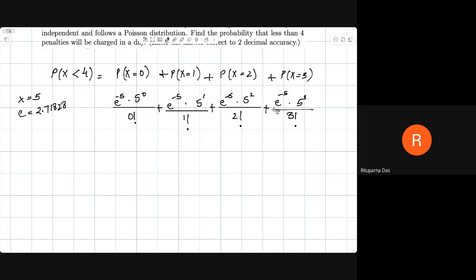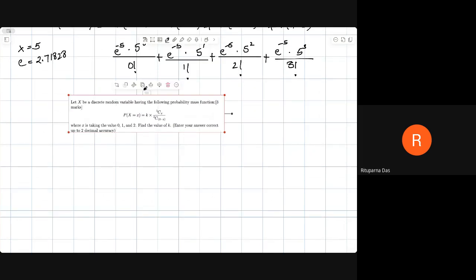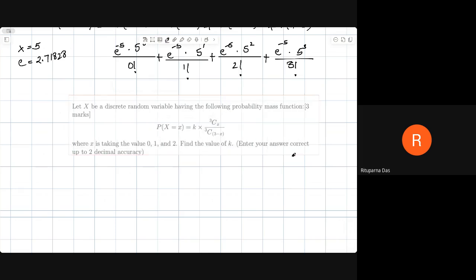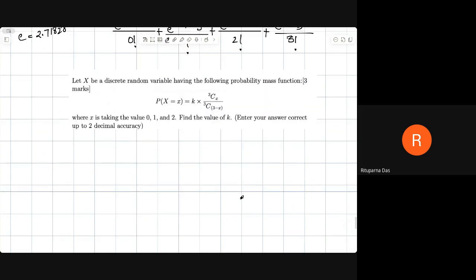So let x be a discrete random variable having probability mass function as this. So we have to find the value of k. In this particular problem, we have to find the value of k.